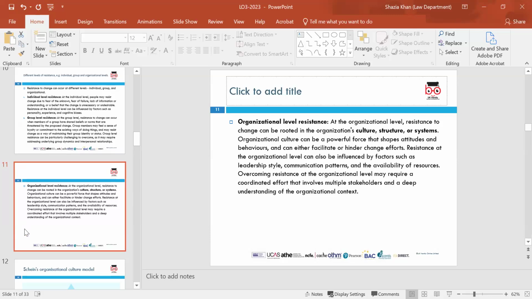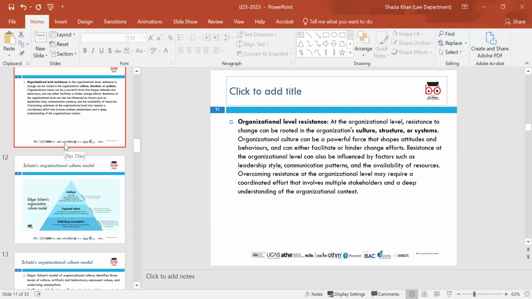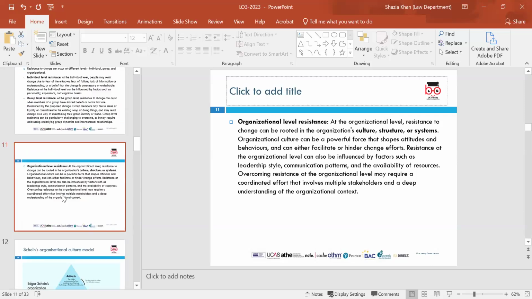So, there are different elements of change, where employees have a lack of confidence. It could be emotional responses. It could be lack of training or resources. There are different elements that have an impact on an organization.